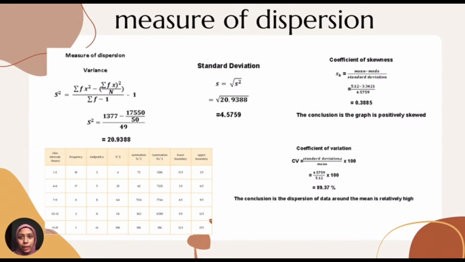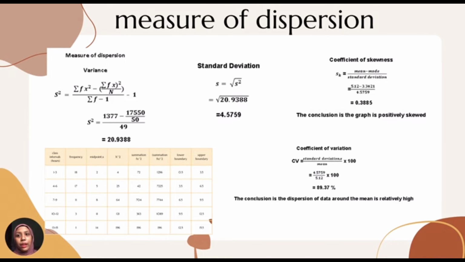After that, I calculated the measures of dispersion. The first one is variance. For variance, I used the formula stated in the slide, which is summation of fx squared minus summation of fx over n squared, over summation of f minus 1. The final answer is 20.9388. And the standard deviation is just the square root of the variance.